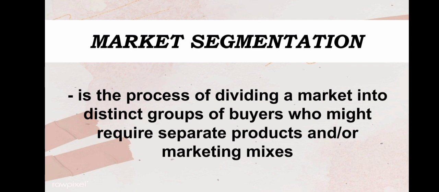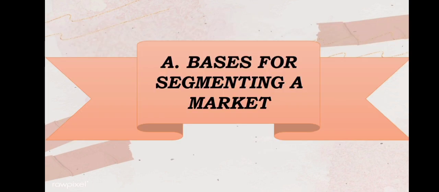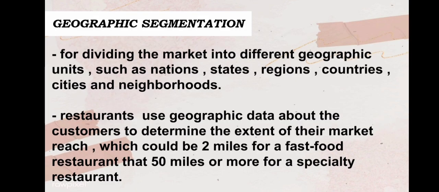So, market segmentation is the process of dividing a market into distinct groups of buyers who may require separate products or marketing mixes. There are bases for segmenting a market. First is the geographic segmentation. It is a marketing strategy to target products to people who live in a specific location.